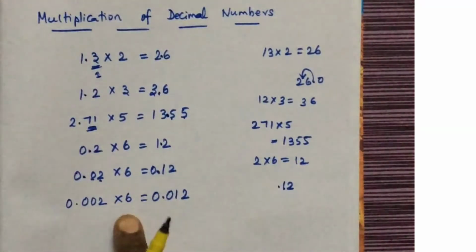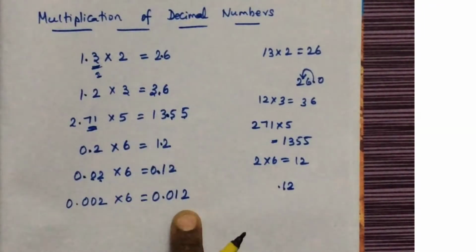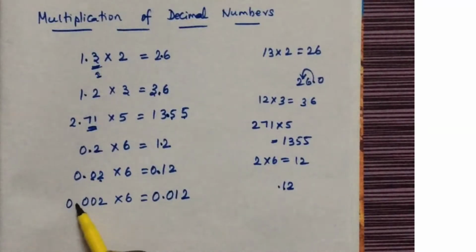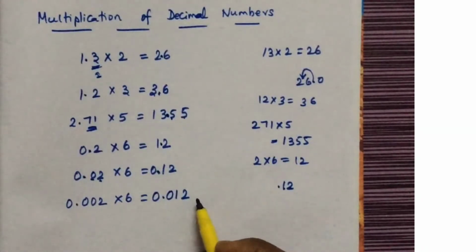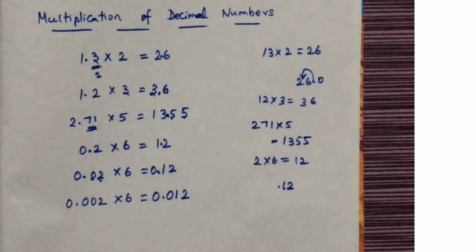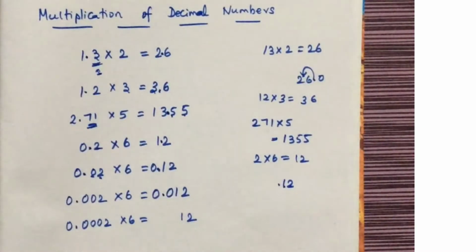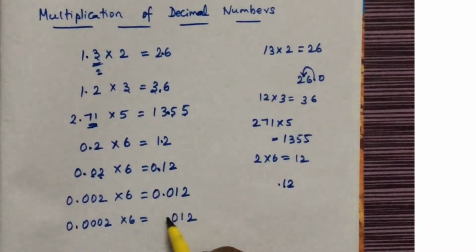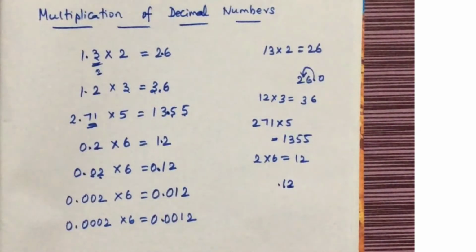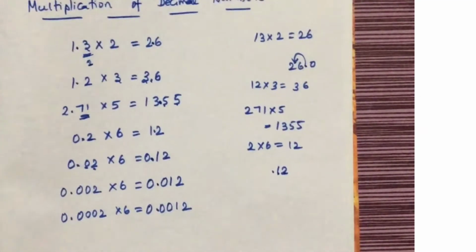So first remove all the decimal points and just multiply. 6 multiplied by 2 is 12. And then count how many numbers are there after the decimal point. 1, 2, 3. So to keep the point, you have to move 3 digits to the left. Let me take one more. 0.0002 multiplied by 6. That is equal to 12. Now how many digits? 4 digits. 1, 2, 3, 4. This is how we have to do multiplication of a decimal number by a whole number.